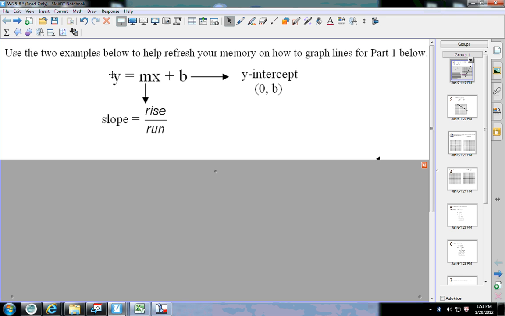Right here we have the equation for a linear function, y equals mx plus b, which is slope-intercept form. The m, which is the number in front of the x, is the slope. That is rise over run. The y-intercept is the letter b. When we go to graph and we have it in slope-intercept form, the first thing we are going to do is graph the y-intercept. The second step would be to graph the slope.